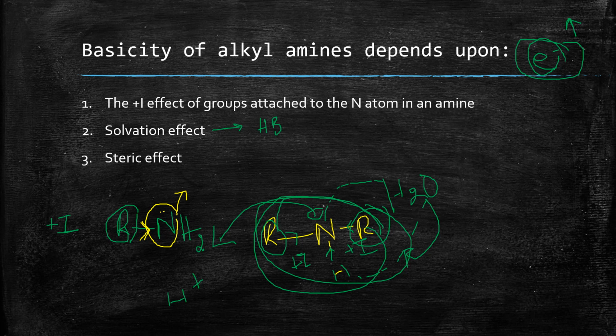If we see the effect of these three, this one will be increasing because this will increase the electron density. This one will decrease because this will decrease the electron density on nitrogen, and this one will also decrease because this will not allow any species to come and take the electron pair from nitrogen, right? So these are the three effects, fine.